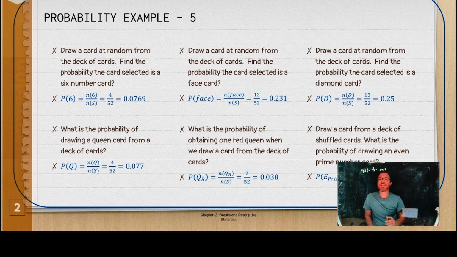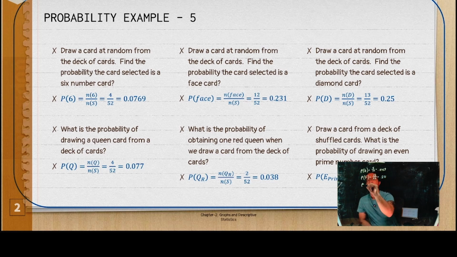The second problem asks us to draw a card at random from a deck of cards and find the probability the card selected is a face card. So in this case, we want the probability of drawing a face card. So the face cards are Jack, Queen, and King. So there are 3 faces per suit. There are 4 suits, giving us a total of 12 face cards out of our deck of 52 cards. This gives us a probability of 0.231.